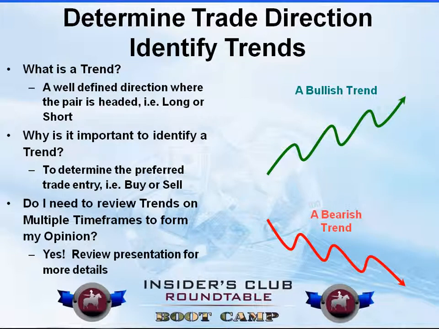In this simple slide, we want to determine trade direction and identify trends. One area that you need to embed in your mind is that if a pair is trending, whether it's a bullish trend up or a bearish trend down, the pair just does not continue to go straight up. It will go up, retrace, continue up, retrace, go up, retrace, continue up. These little dips are where you can scale back in, what we call a continuation trade.